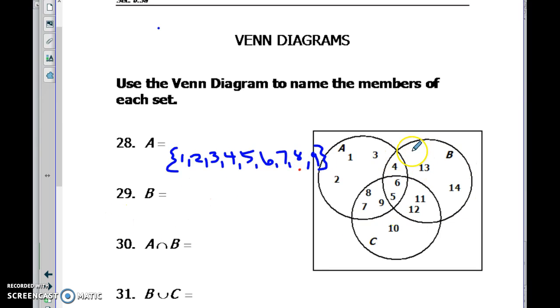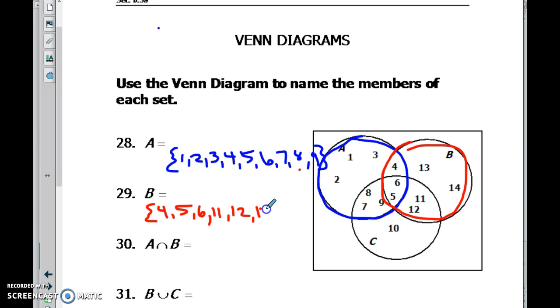In set B, we have all the numbers that are just in B, so I'm going to put a little blue circle around this. In set B, let's make that red. Be very careful here. Want all the numbers in just B. So I have, let's start with the lowest, 4, 5, 6, 11, 12, 13, and 14.